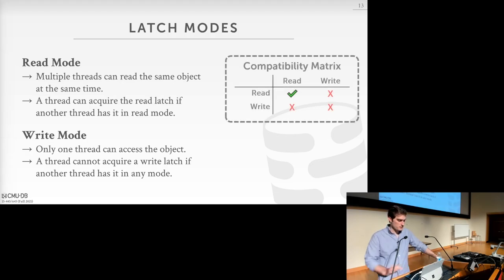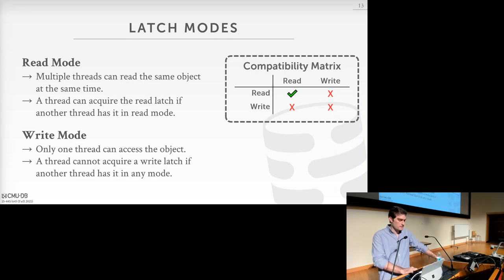So you can think about it in terms of this compatibility matrix here that shows when two threads can concurrently hold latches. The only case where it's safe to do so is when they're both read latches. I'll probably mix that up a few more times in the lecture, but the only case where two threads can concurrently hold a latch is when they're both read latches.